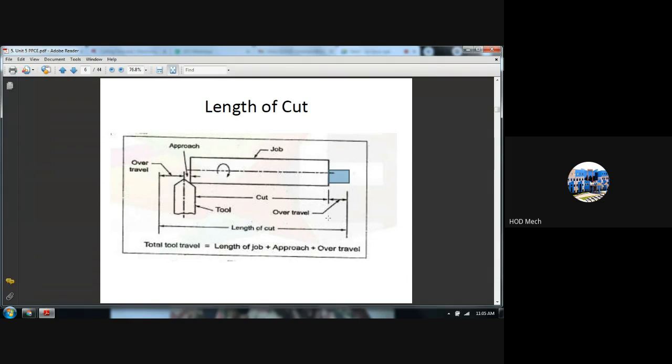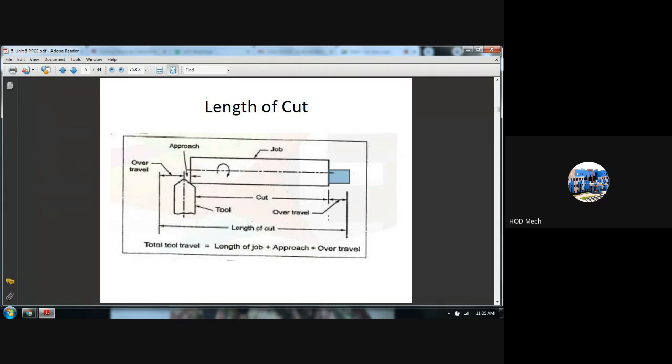When a tool is brought close to the workpiece, that distance is called over travel. At a particular point in time, the tool will touch the workpiece but not its axis. The distance between that axis and the point at which the tool touches the workpiece is called the approach. You have to add that as well, plus the length of the workpiece.